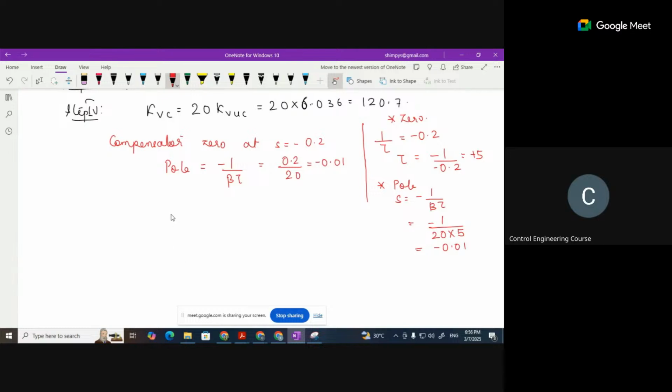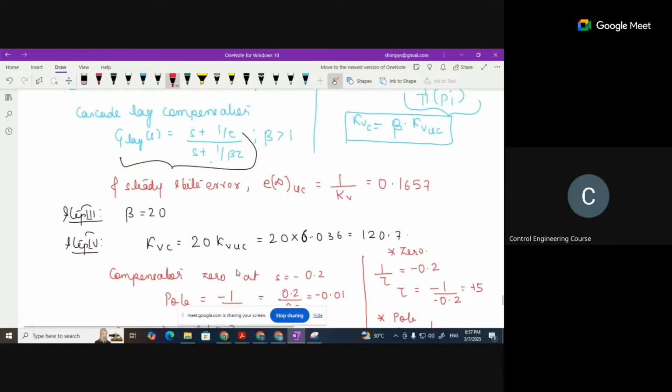So I've got my transfer function for the lag compensator as s minus of minus 0.2, that is s plus 0.2, divided by s plus 0.01. Correct? So 1 by tau is negative and tau is positive; this is minus 1 by tau to be correct, so s plus 1 by tau, right?